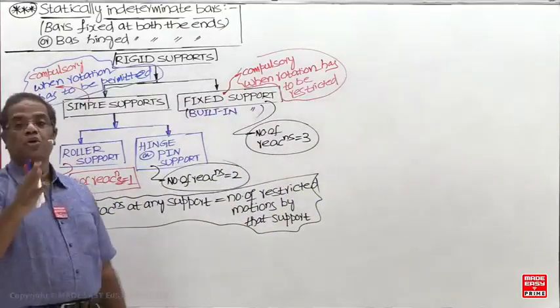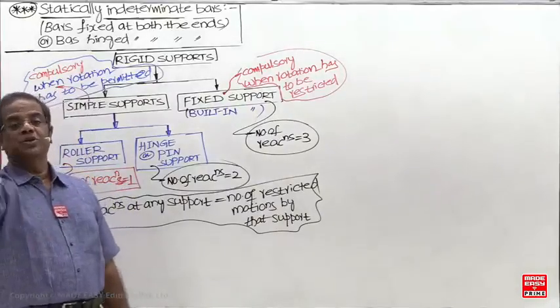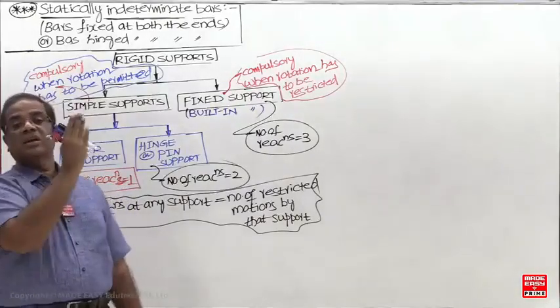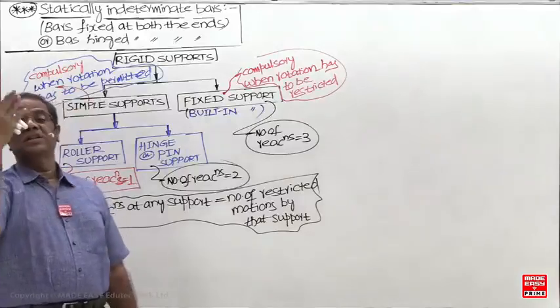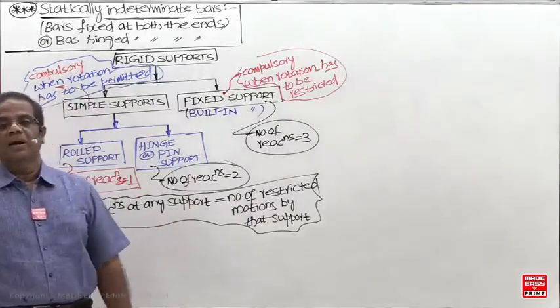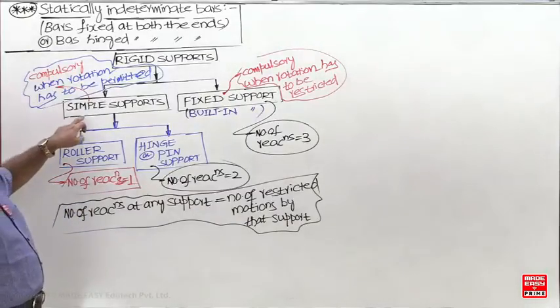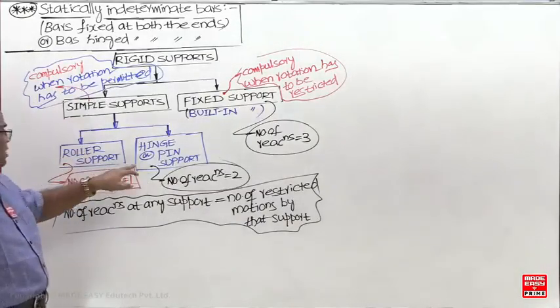If you take a door attached to a door frame, what motion is required for a door? Rotation is required. Then automatically simple supports are going to be required. But how many simple supports are there? 2.